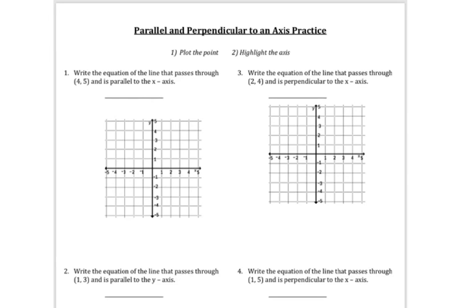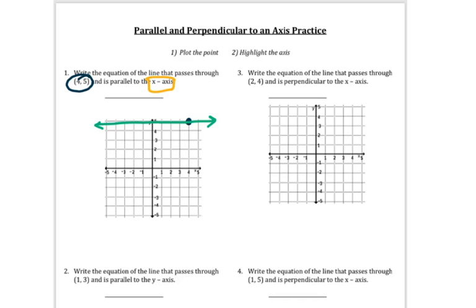All right, number 1. Write the equation of the line that passes through (4, 5) and is parallel to the x-axis. I just highlighted my x-axis. Parallel means it runs in the same direction. Parallel lines look like railroad tracks. So now you need to write the equation of this line. Which axis is it cutting through? And at what number is it cutting through that axis?